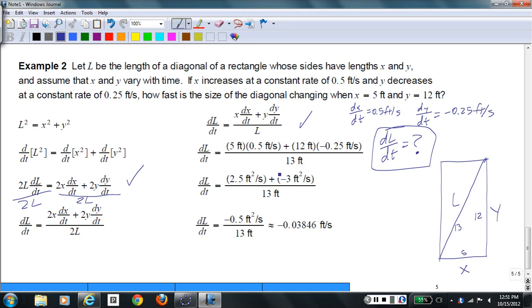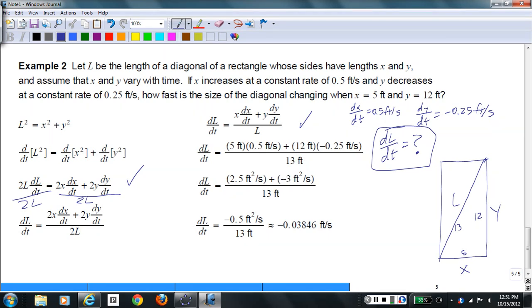So substitute 5 feet for x and 0.5 feet per second for dx/dt. 12 feet for y, negative 0.25 feet per second for dy/dt. And then we get square feet per second.